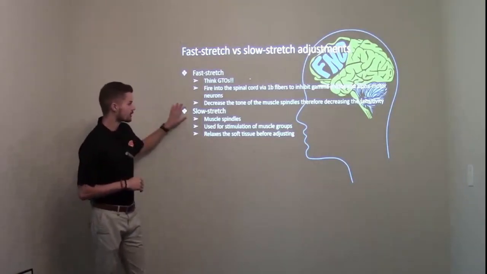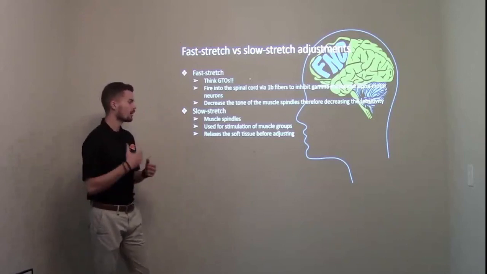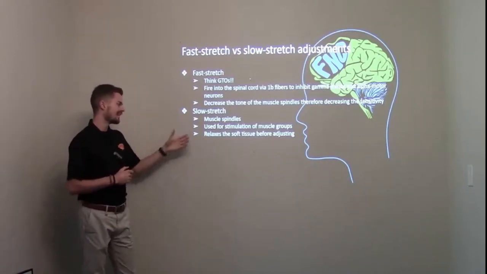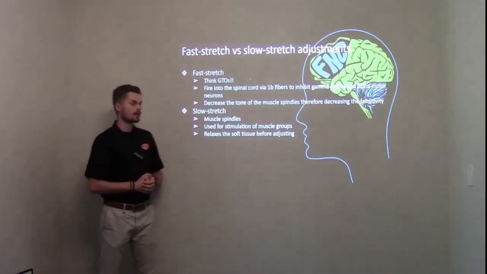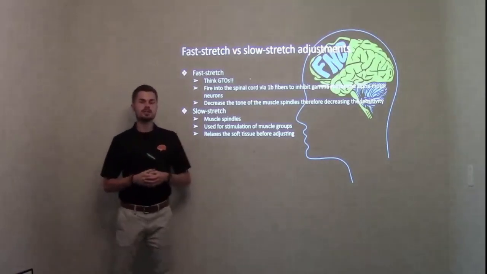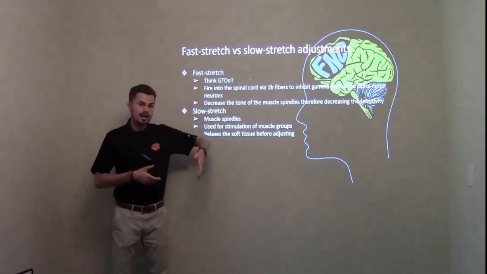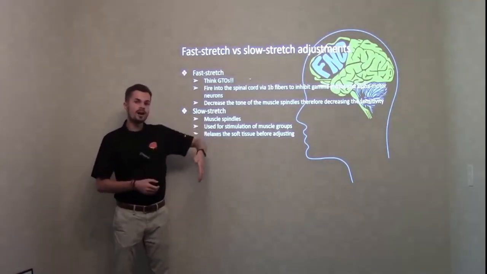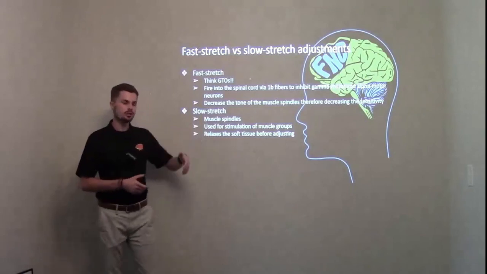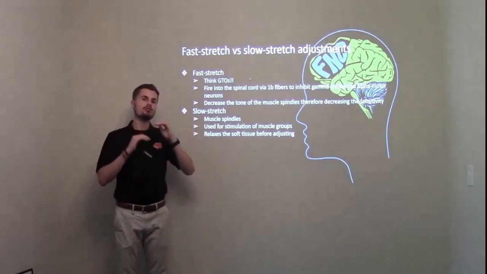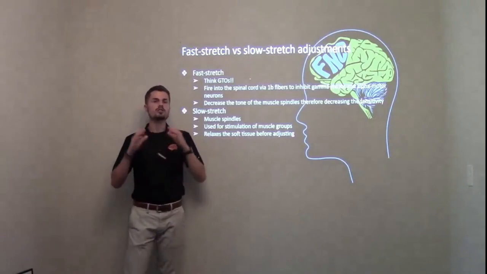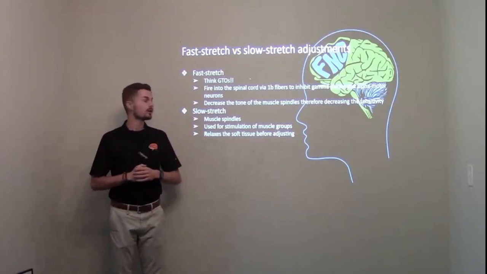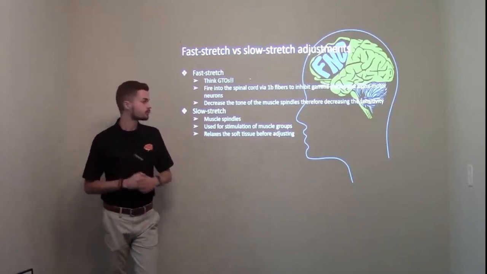Then slow stretch. Slow stretch is more activation of the muscle spindles, and it's used for stimulation of the muscle groups. Relaxes the soft tissue before adjusting. Okay, so for example, if you're adjusting somebody's cervicals, you could traction the SCM on the other side like this to bring more activity or bias into the GTOs to create a difference of a stimulation in your adjustment. Okay, there's so many different ways to do that, and we're going to show you all that later in your learning process.